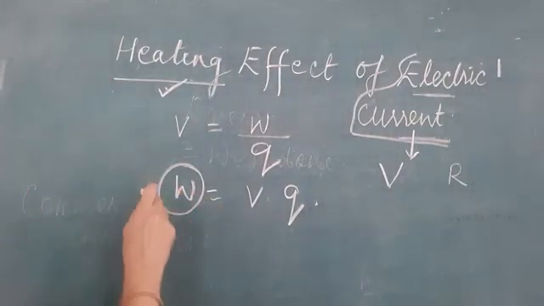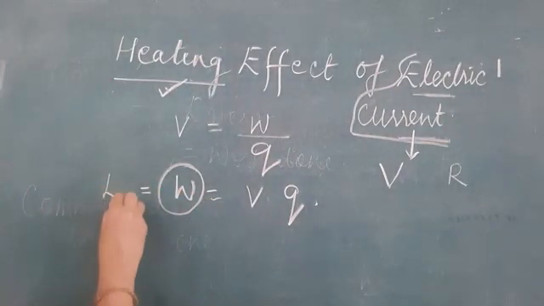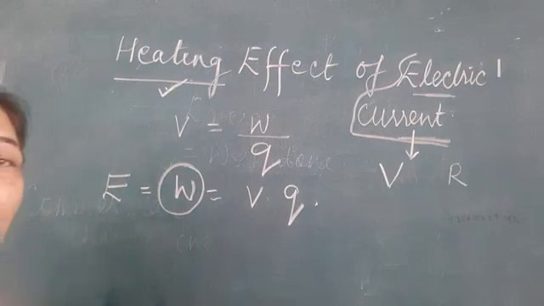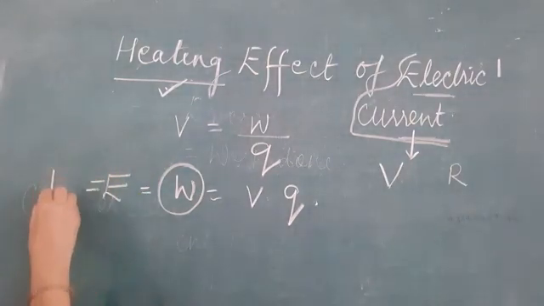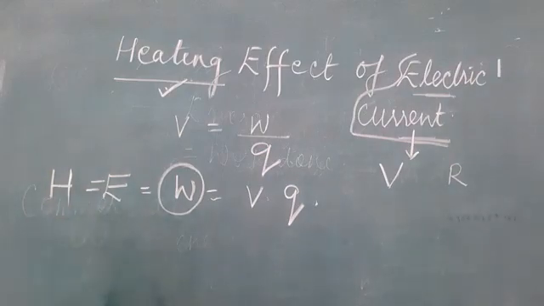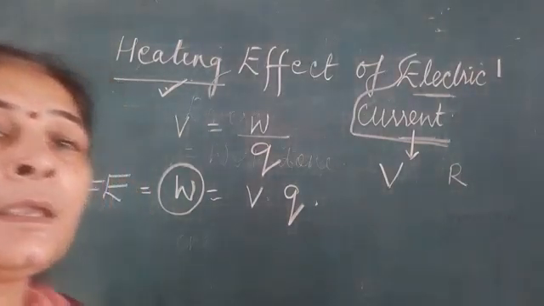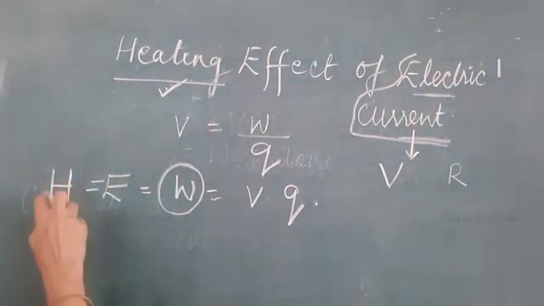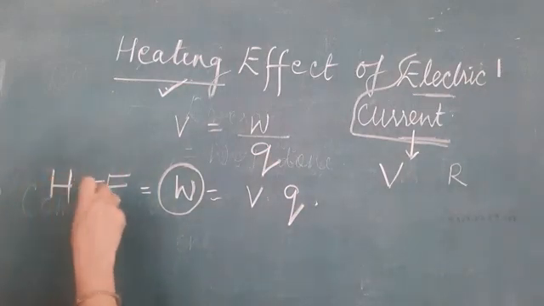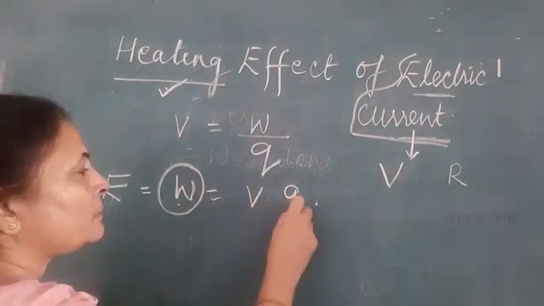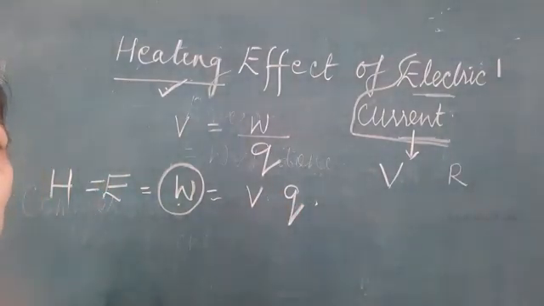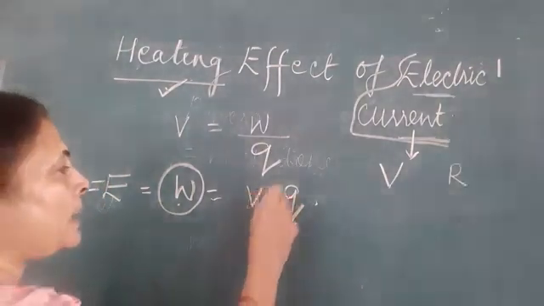Now this work done is equivalent to energy, which can also be written as heat energy. We can denote it by H also. In your NCERT book, it is denoted by H. So I will be taking H as the heat energy, but you can see that this is the same as electrical energy, the same as the work done by the potential difference, and expression in terms of these quantities, potential difference and charge.